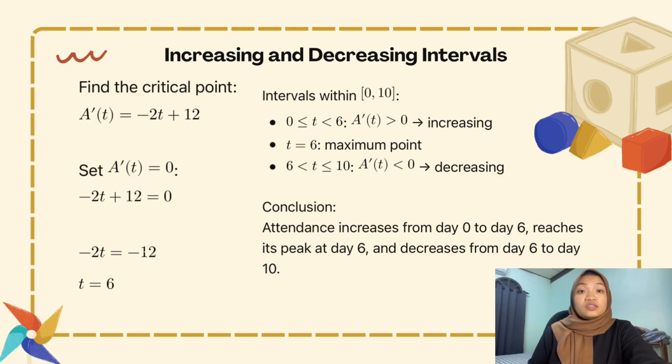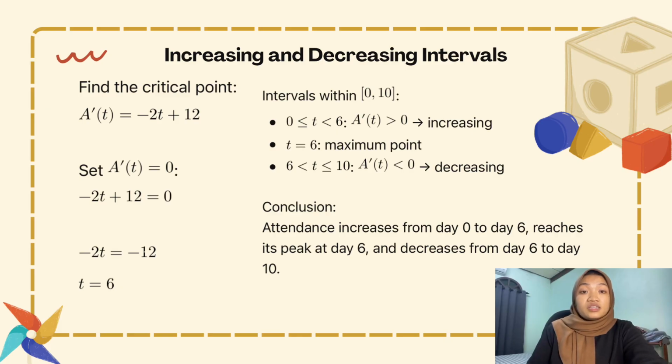We begin with the derivative. A prime of t equals negative 2t plus 12. To find the critical point, we set the derivative equal to 0. So, negative 2t plus 12 equals 0. Then, we move 12 to the other side, giving negative 2t equals negative 12. Finally, dividing both sides by negative 2 gives t equals 6. This shows that the critical point occurs at day 6.